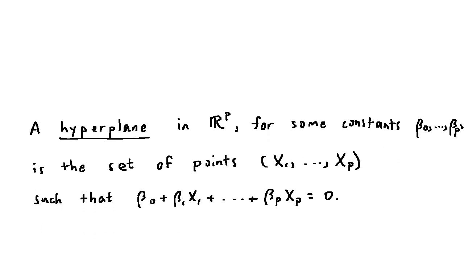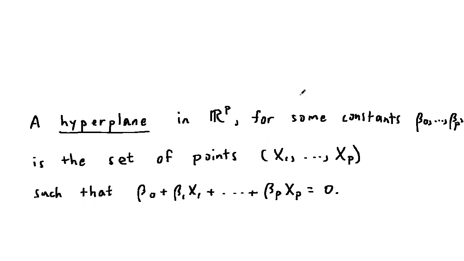First, let's start with the maximal margin classifier. We want to define what a hyperplane is. The xi's lie in Rp, a p-dimensional vector space. A hyperplane in Rp, for some constants beta 0 through beta p, is the set of points x1 through xp such that this equation holds.